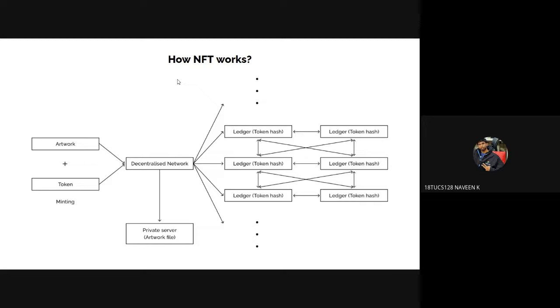Then we have to split it into the ledgers. It's kind of like a blockchain, where if one made a transaction, no one can say you didn't make the transaction, because it's already in the ledger. No one can say you didn't pay or something. So by using the ledger token hash, we can easily identify the originality of the artwork. No one can make a duplicate of the artwork once we convert the artwork into a coin. So this is how an NFT works.